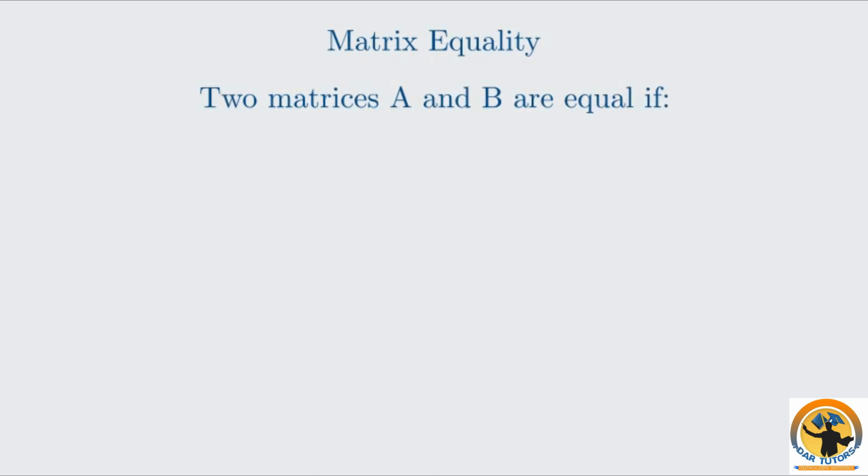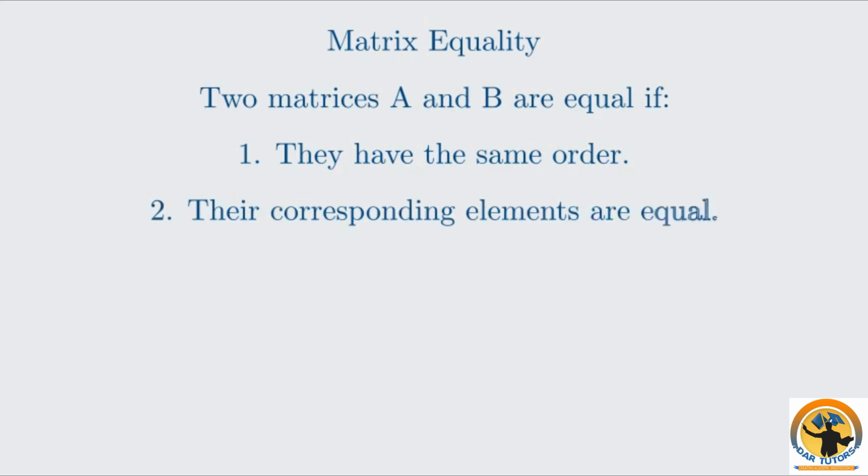Now let's move on to comparing matrices. 2 matrices can only be equal under strict conditions. The rule for matrix equality is straightforward. For 2 matrices, A and B, to be equal, they must satisfy 2 requirements. First, they must have the exact same order. Second, every single element in the corresponding positions must be identical. A equals B if and only if a sub ij equals b sub ij for all i, j.